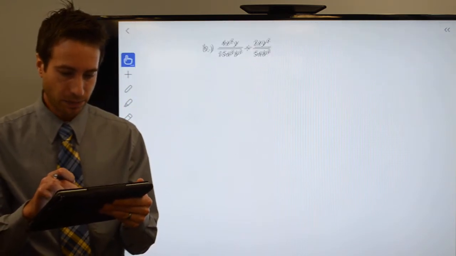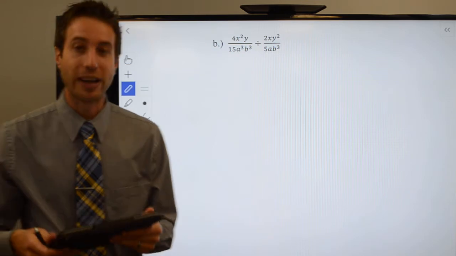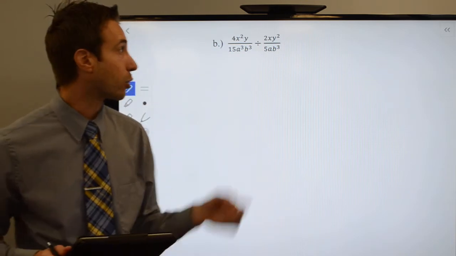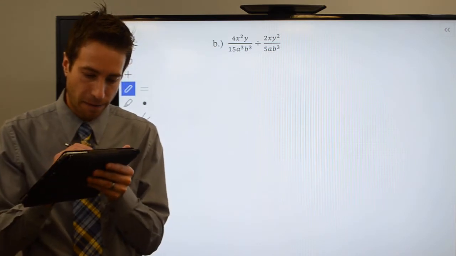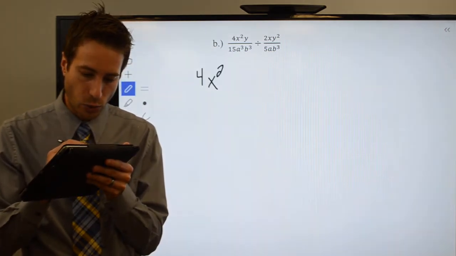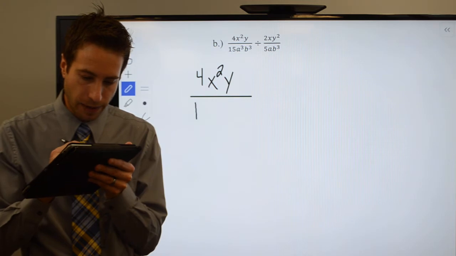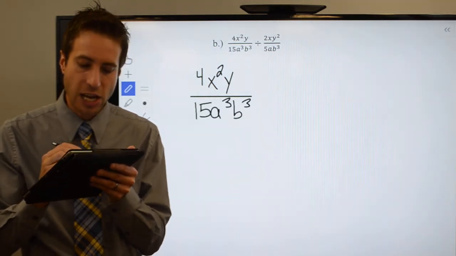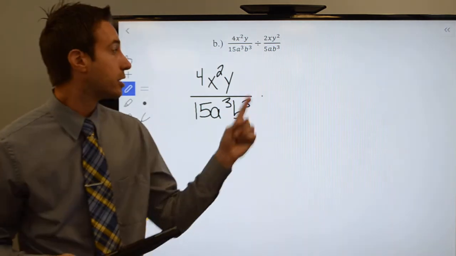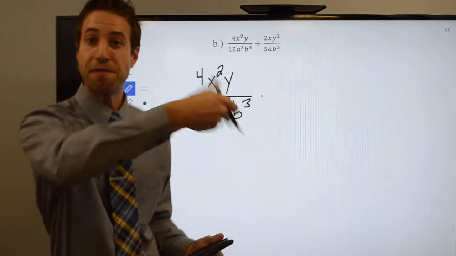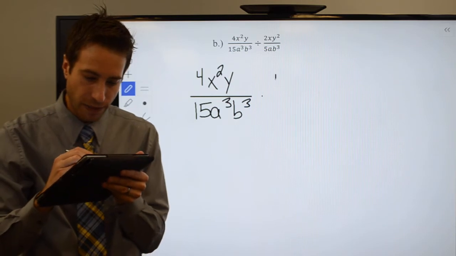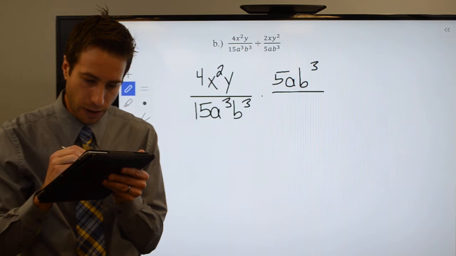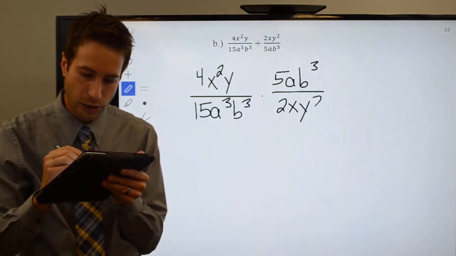This time we'll do division. Well, here's what that means. We are going to multiply by the reciprocal. So I will have 4x squared y over 15a cubed b cubed. Change the division to multiplication and flip the second fraction: 5ab cubed over 2xy squared.